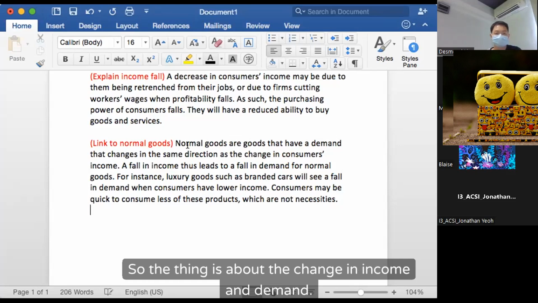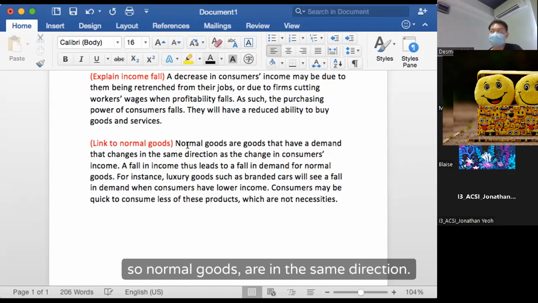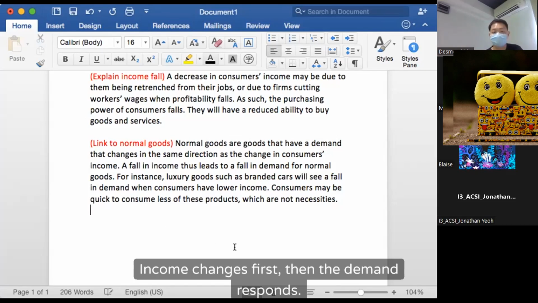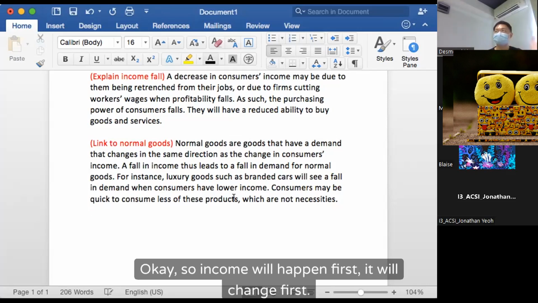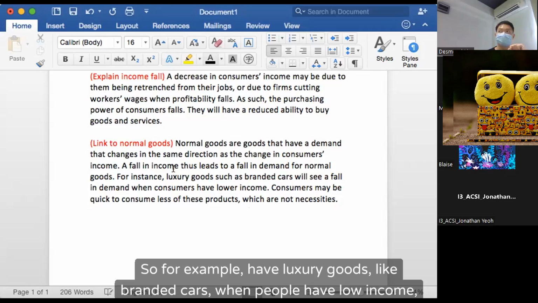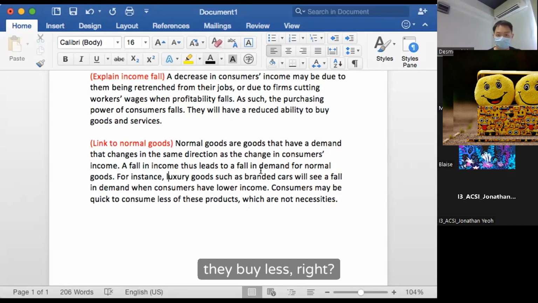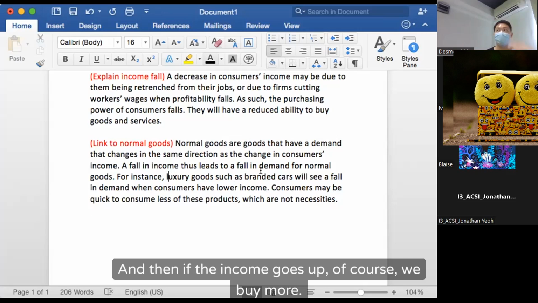The thing is about the change in income and demand. For normal goods, they move in the same direction. Income changes first, then the demand responds. So income will happen first, it will change first. For example, you have luxury goods like branded cars. When people have low income, they buy less, right? And then if the income goes up, of course, we buy more.